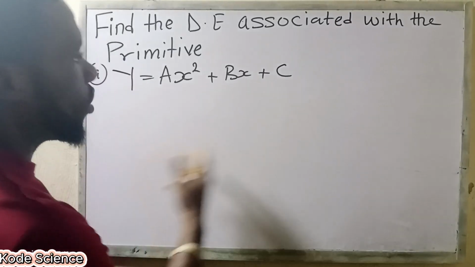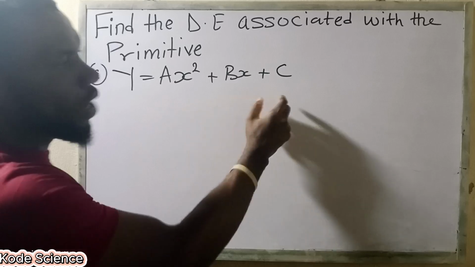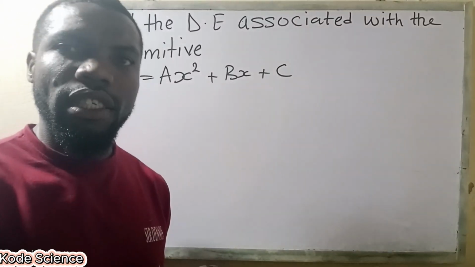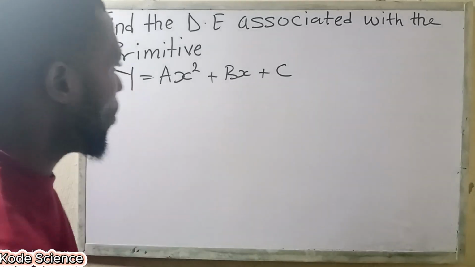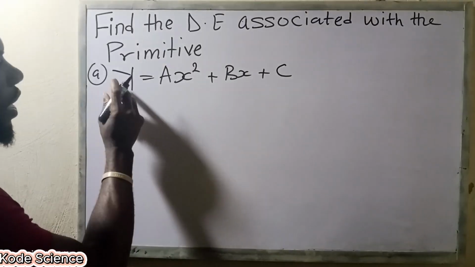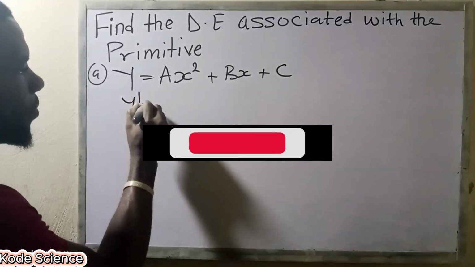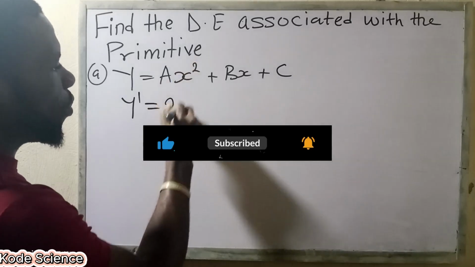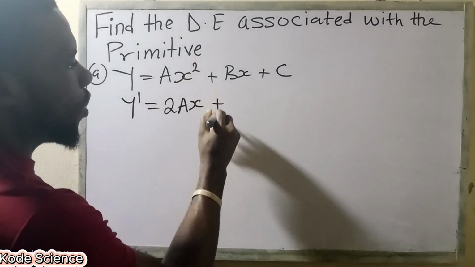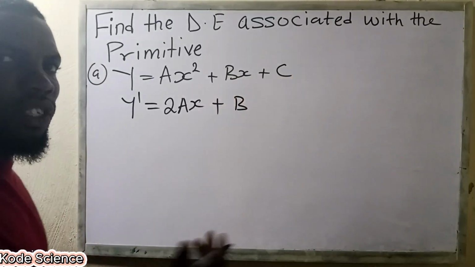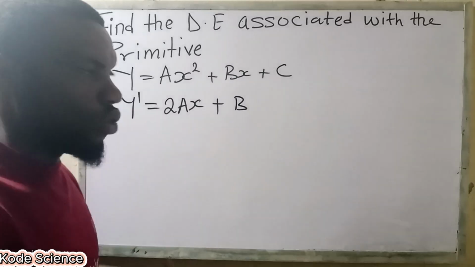So here there are three constants. If there are three constants here, what we need to do is differentiate three times. So let's take number one. When we differentiate y, we're going to have y prime equals, when we differentiate ax squared, 2ax, plus when we differentiate bx, we have b. Then this constant c, since it doesn't have a function of x, is gone.